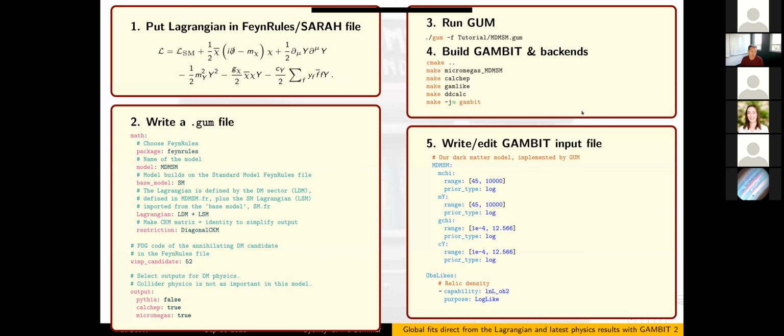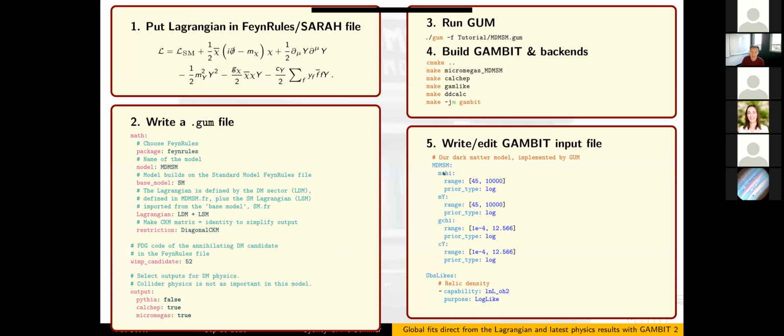So then you've got a version of GAMBIT that supports this new model, and it's just a matter of actually writing a GAMBIT input file for the global fit of that model that you want to scan. So this is not a full GAMBIT input file, but it's an excerpt of some of the most relevant things. So you specify the model that you want to scan, and then you specify ranges and priors on each of its parameters.